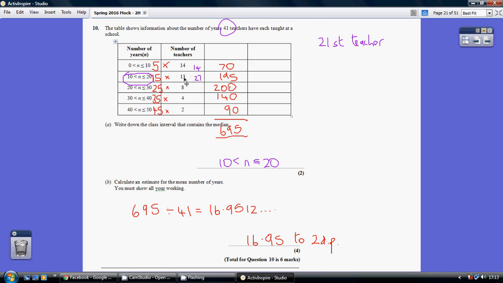So our 21st teacher is one of these 13. How long has he worked for? Well, we don't know, but what we do know is he's worked for between 10 and 20 years. So that's the answer we give.